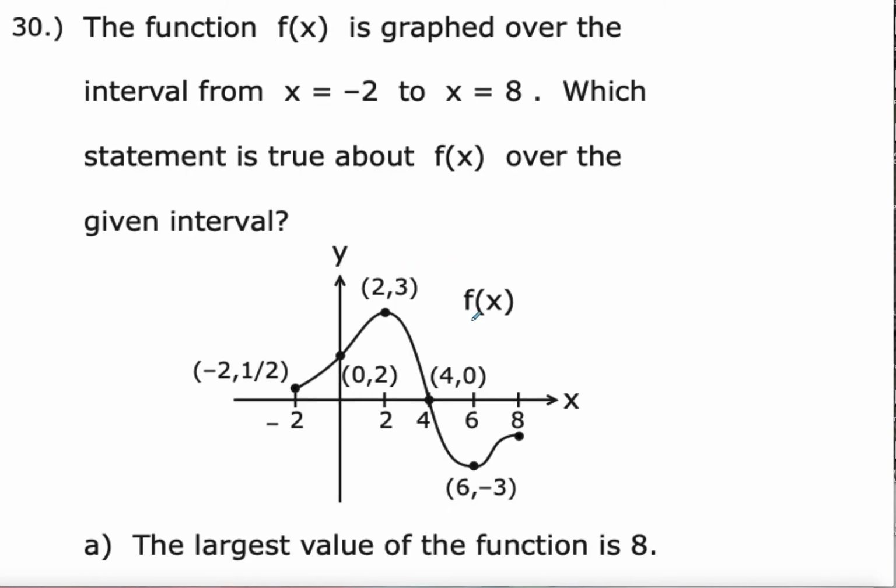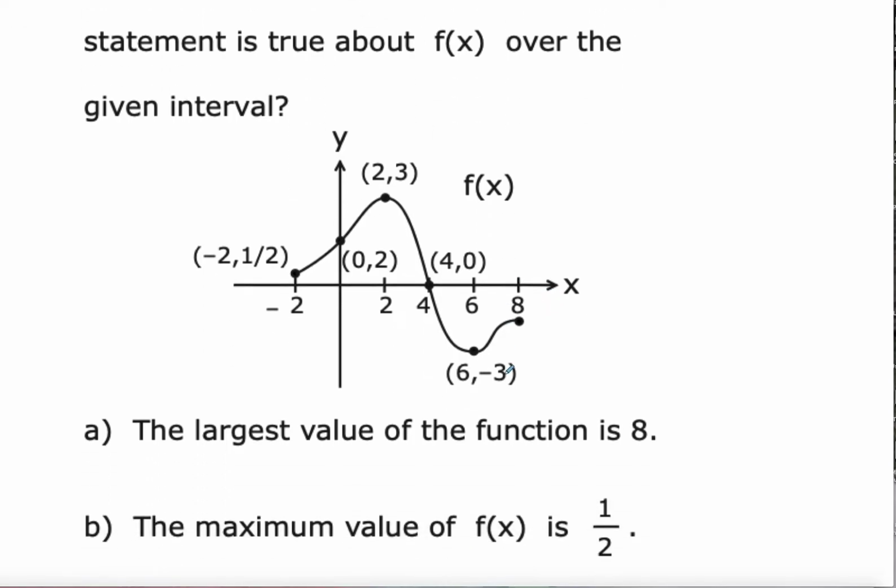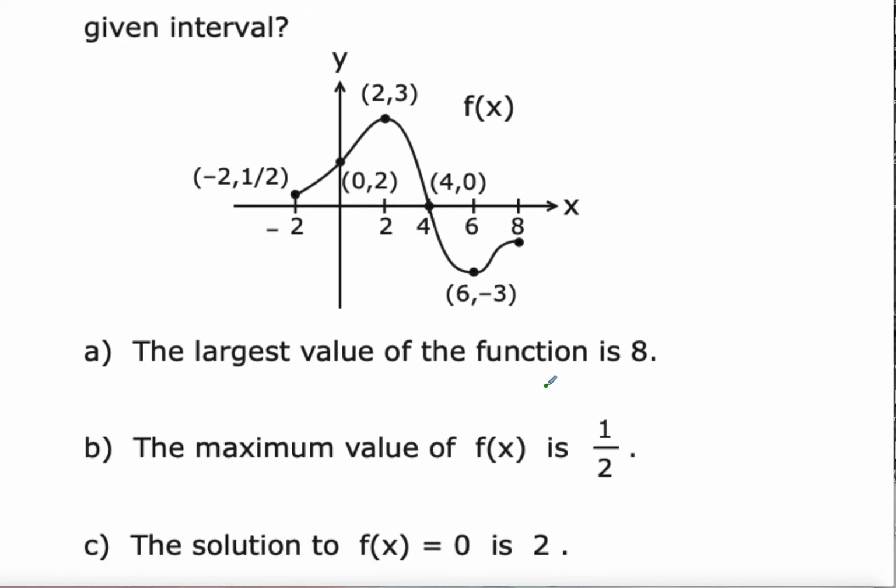All right, let's look at number 30. The function f of x is graphed over the interval from negative 2 to 8. Okay, as you can see over here. Now, largest value of the function is 8. When they say largest value of the function, we're talking about the y value. What's the highest y value? Oh, 3. So that's not it. Maximum value of f of x is 1/2. No, it was 3. So that's not it.